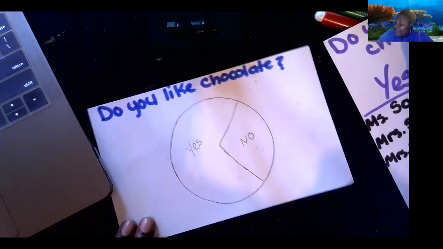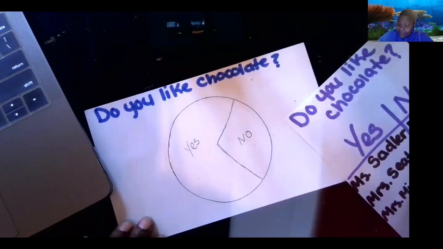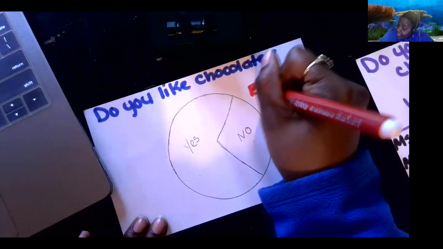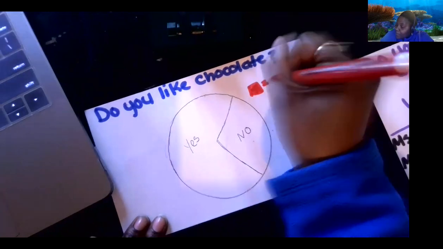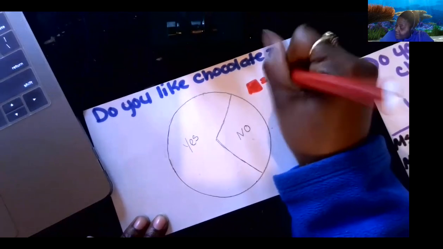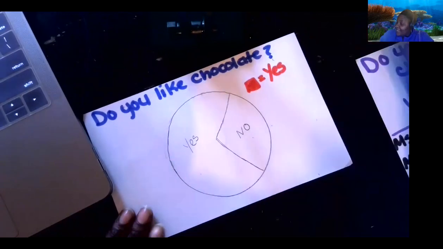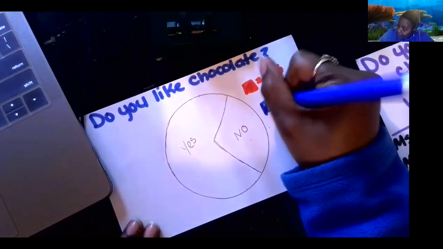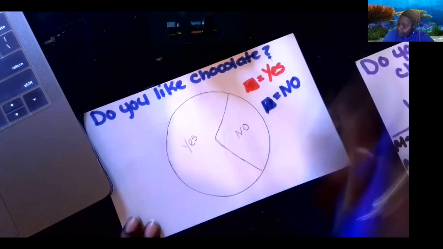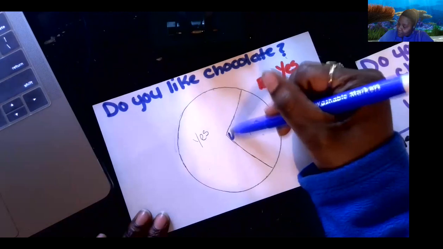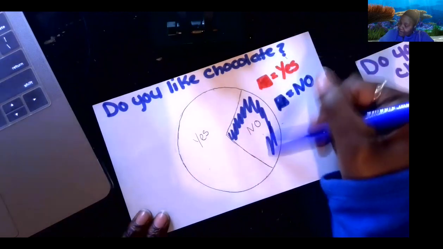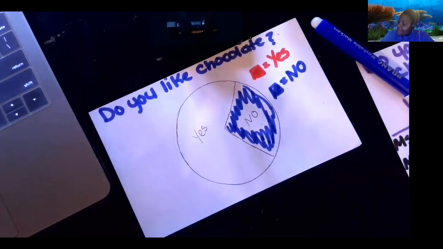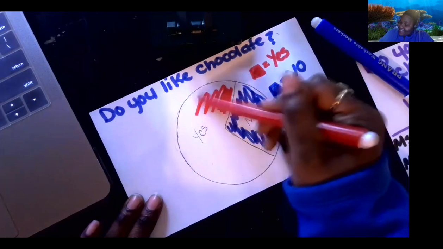Or I could even make a legend or a little key for whoever is going to look at my data so they can easily interpret my data. So maybe I make red yes, get my favorite color blue here, and I'll make blue no. And then I could color in my no, and color in my yes, just like that.